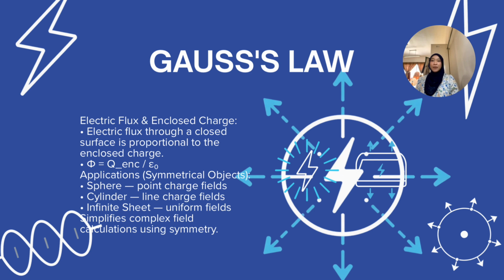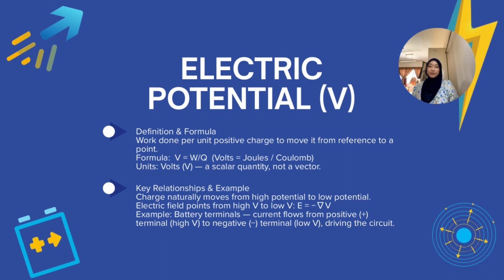Another important concept is Gauss' law. It states that the total electric flux through a closed surface depends on the total charge enclosed inside that surface. In simple words, if more charge is enclosed, more electric field lines pass through the surface. Gauss' law is especially useful for objects with symmetrical shapes such as spheres, cylinders, and infinite sheets because it simplifies complicated electric field calculations.